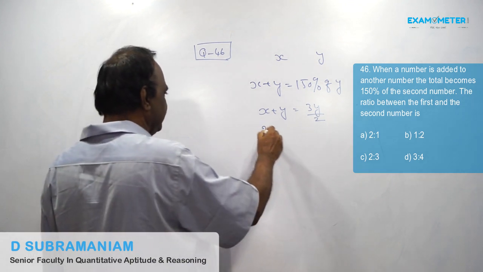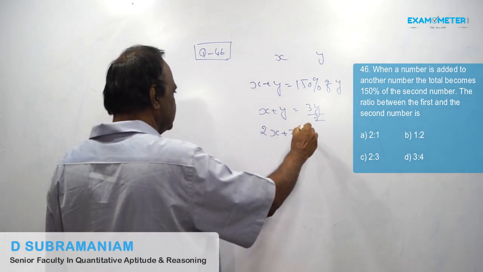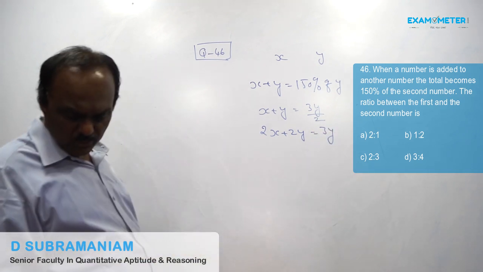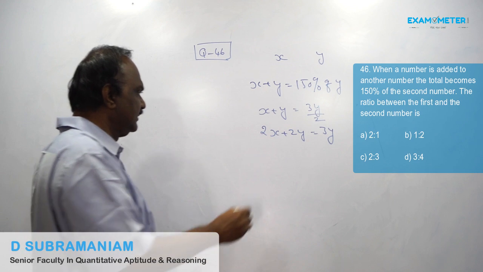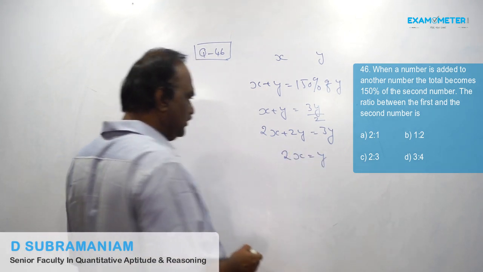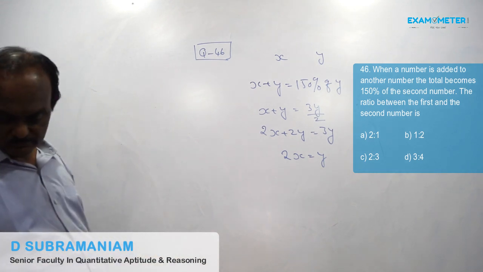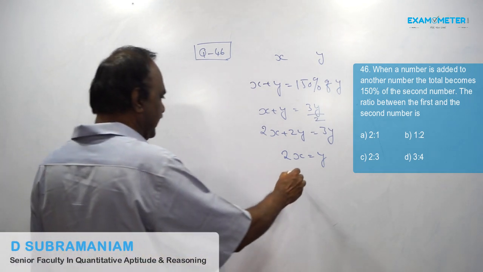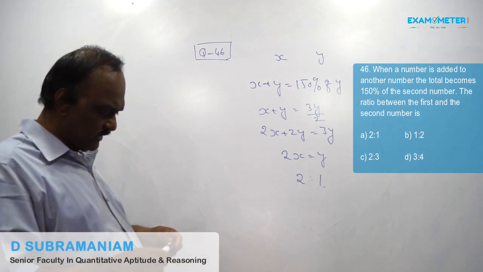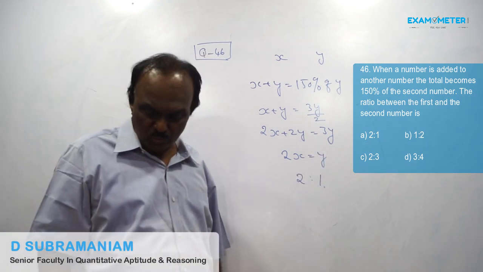Cross multiply. 2x plus 2y is equal to 3y. Therefore, 2x is equal to y. So ratio is 1:2.